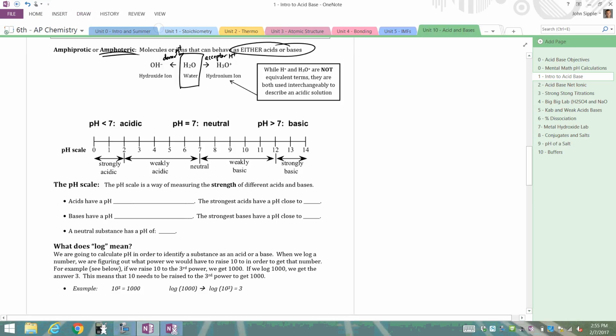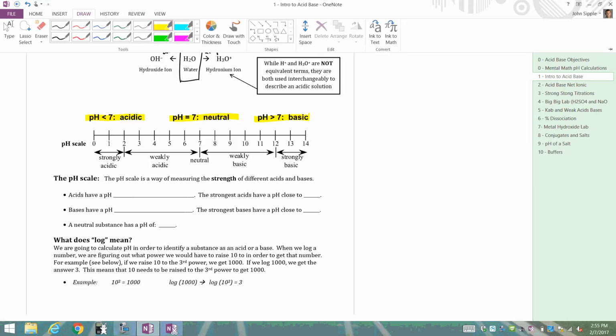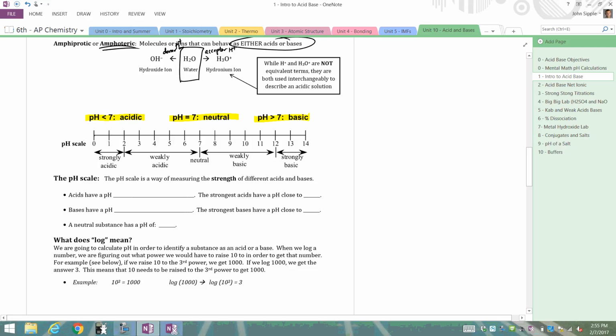Hopefully this is totally a review. Anything under 7 is acidic. If it's equal to 7, it's neutral. If it's above 7, it's basic. Keep in mind that it does go beyond 0 and beyond 14. However, most things fall within that range. But if you happen to get a negative pH, that's possible, and a pH larger than 14 is also possible.